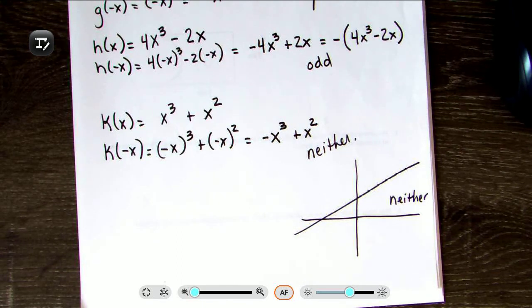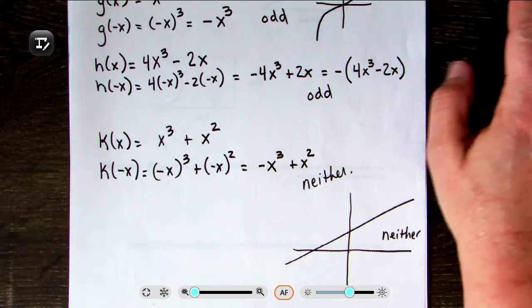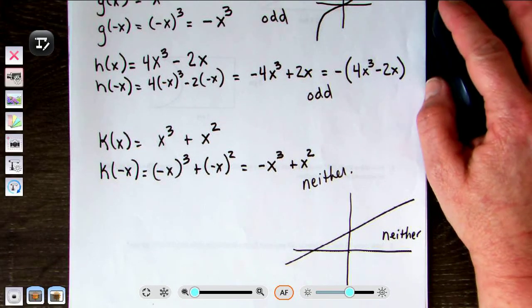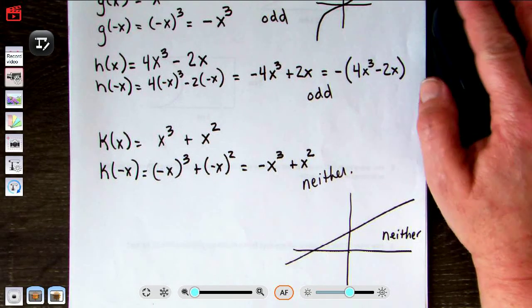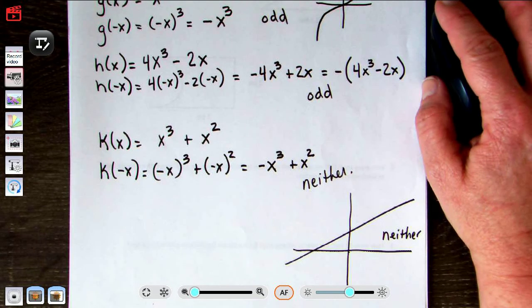So hopefully this is a nice little introduction to what evenness and oddness is and how to find it by looking at graphs or by looking at those formulas.